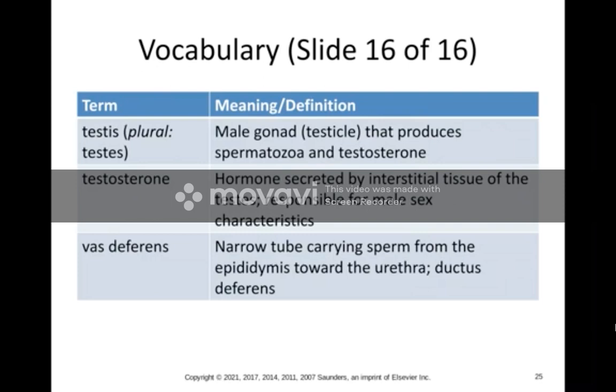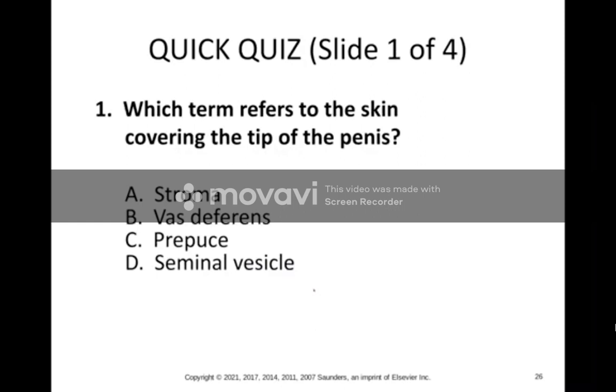Testosterone is the hormone secreted by interstitial tissue of the testes. It's responsible for the male sex characteristics. Vas deferens is the narrow tube carrying sperm from the epididymis toward the urethra. It's also called the ductus deferens. Okay, so which term refers to the skin covering the tip of the penis? Who remembers that one? It is C, the prepuce.